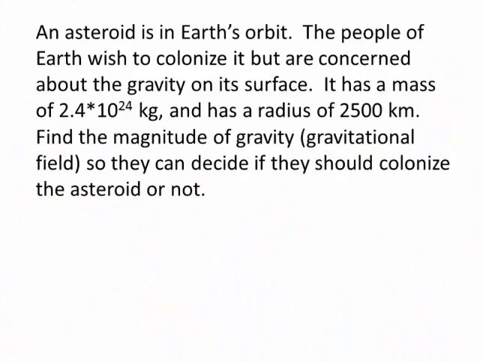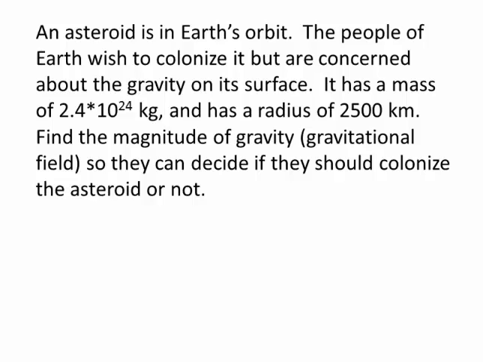Next one. An asteroid is in Earth's orbit. The people of Earth wish to colonize it, but are concerned about the gravity on its surface. It has a mass of 2.4 times 10 to the 24th kilograms and a radius of 2,500 kilometers. Find the magnitude of gravitational field, so they can decide if they should colonize the asteroid or not.